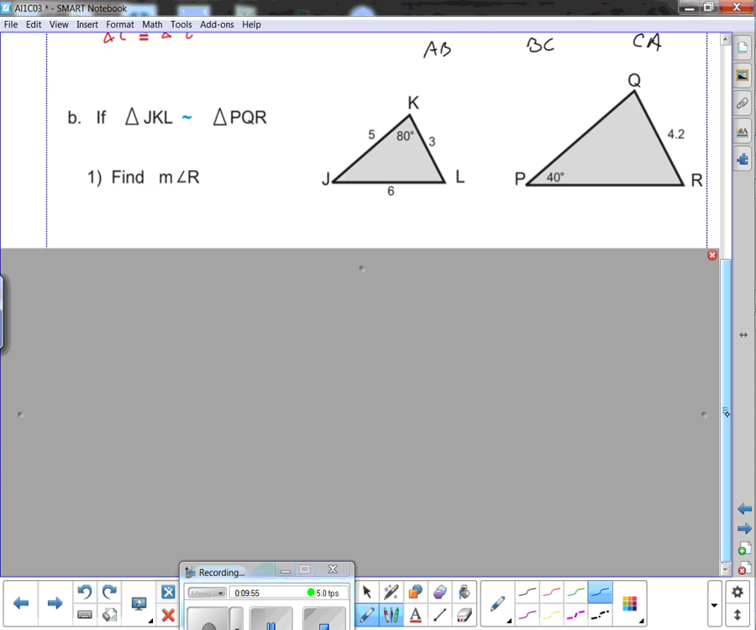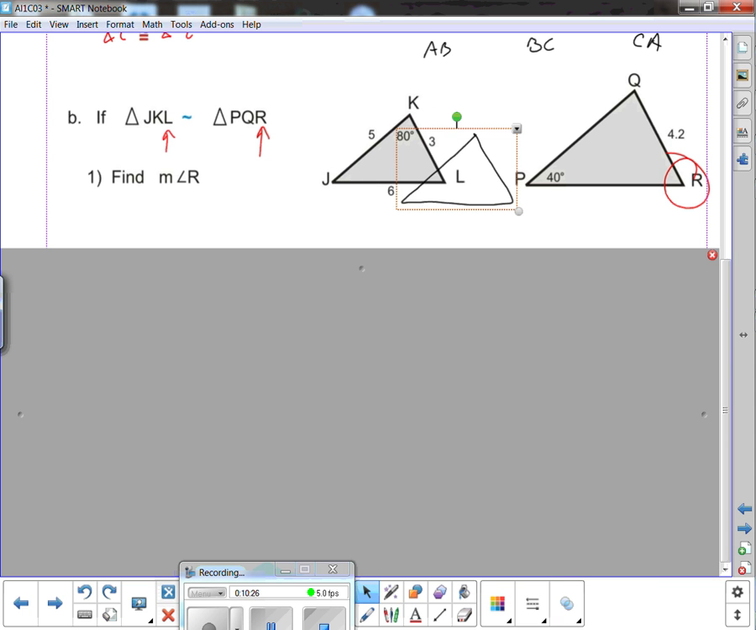Okay, so here's a problem. If triangle JKL is similar to triangle PQR, find the measure of angle R. So what am I looking for? This angle. Angle R goes with what angle? Angle L. Now, I have them nice and lined up, but hopefully you agree this triangle could be spun any way, and it wouldn't change the fact of where everything is. This thing could be spun, and L is still the angle that's corresponding.